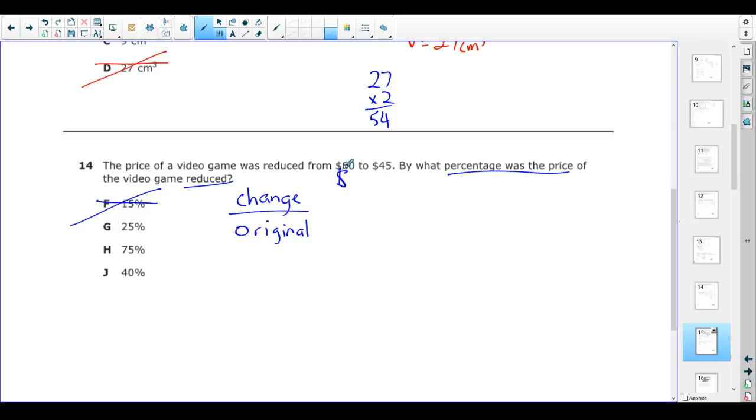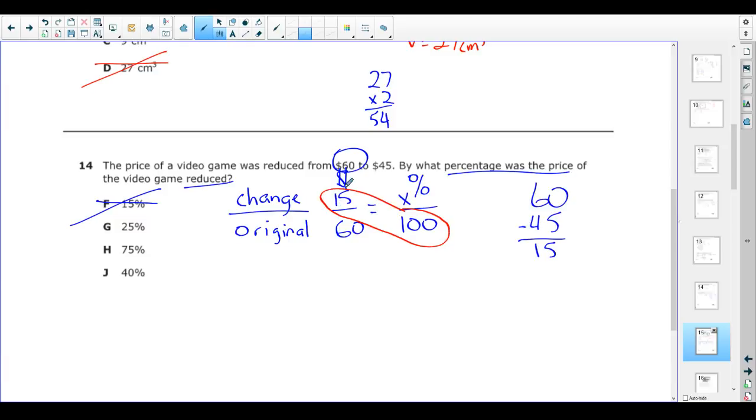Okay? And we have dollars on one side, percent on the other. So if we take the difference between them, 60 minus 45 does indeed equal 15. That's not the percentage change, that's the dollar amount change. Okay? And the original price was 60. So 15 over 60 equals what percent out of 100? There's our proportion.